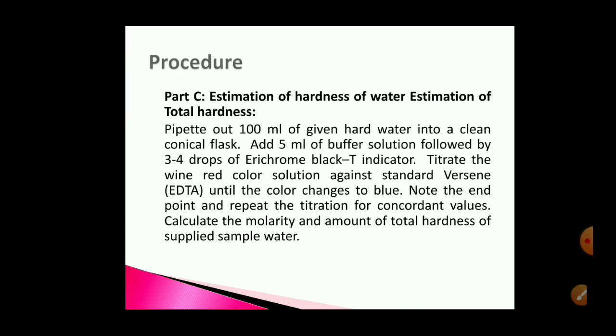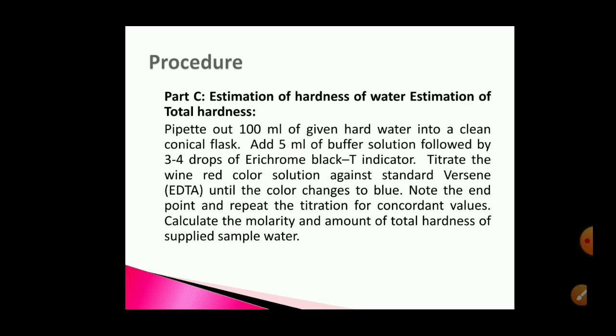Now let us move to part C, and in this part C we will be determining the hardness of the given sample water. The hardness of given sample water has to be estimated in two ways. First we will be estimating the total hardness, then we will be estimating the permanent hardness through titrations, and finally after getting these two hardness we will be finding out the temporary hardness by subtracting permanent hardness from the total hardness. So what is done over here in this slide is the determination of total hardness of the water sample.